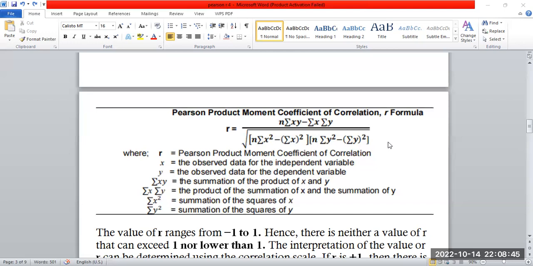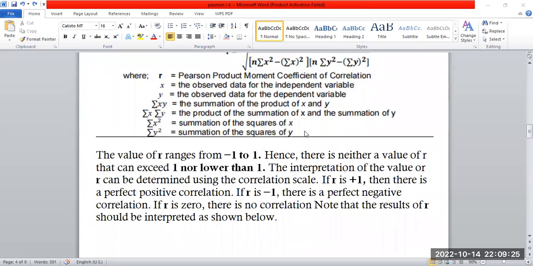And then the summation of the product of X and Y. So you multiply X and then Y, and then add all the products of X and Y. And then the summation of X, you multiply with the summation of Y. So that is the product of the summation of X and the summation of Y. And then the summation of X squared, so all the X values, erase natin by 2. And also the summation of Y squared, or the summation of the squares of Y. So all the Y values, erase natin siya by 2.